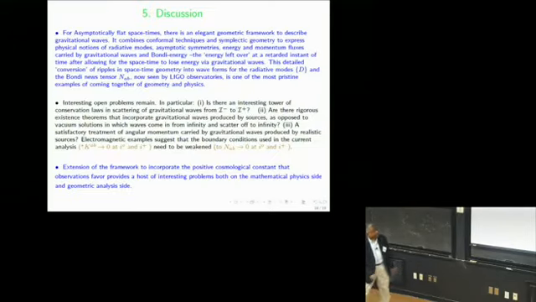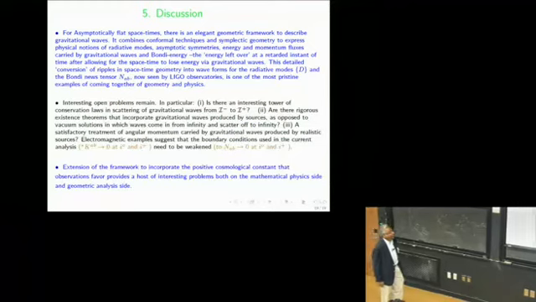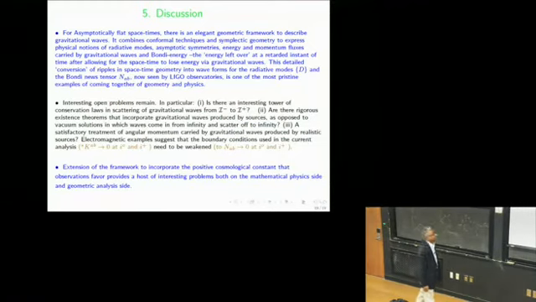So the summary is basically the following. For asymptotically flat space-time, there is an elegant geometric framework to describe gravitational waves. It combines conformal techniques and symplectic geometry to express physical notions of radiative modes, asymptotic symmetries, energy and momentum fluxes carried by gravitational waves, and the Bondi energy, the energy that is left over at a retarded instant of time, allowing for the gravitational waves to carry away some energy starting from the ADM four-momentum.